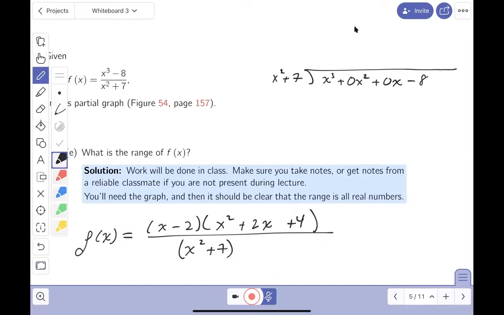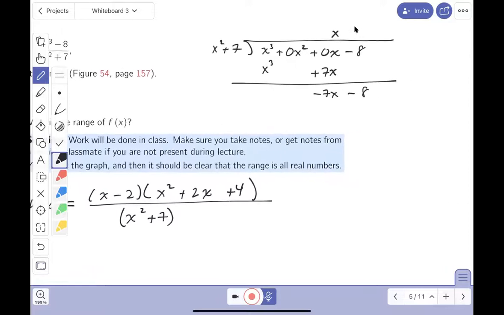So what times x squared would give x cubed? It would have to be x. And what do you have over there? x cubed plus 7x. Subtract. What do you get? Minus 7x. Drop a place down, minus 8. Wow, we're done. That was simple. So I'm going to write that down for you. And what would that give you?